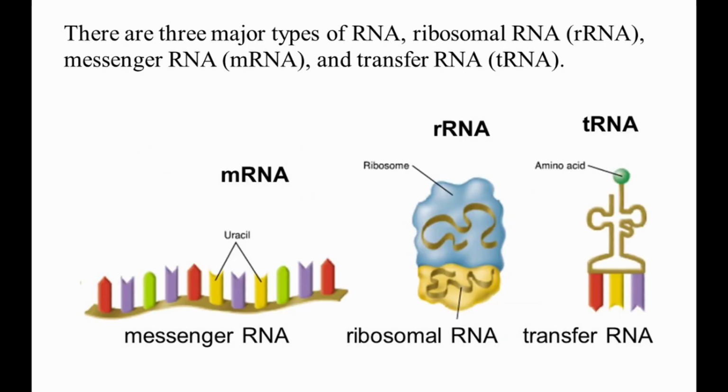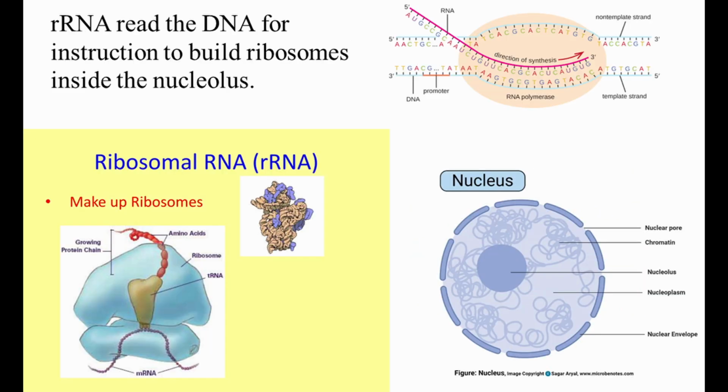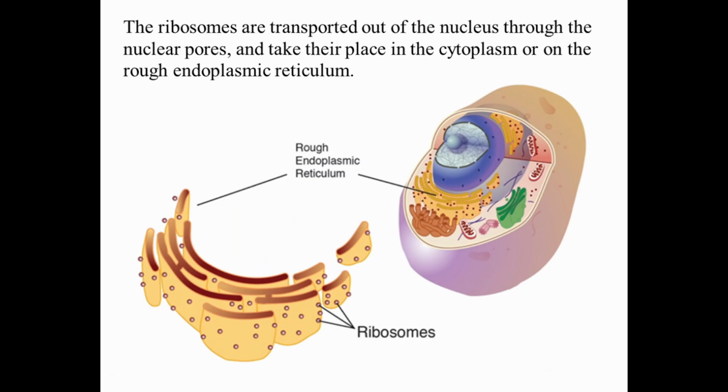There are three major types of RNA: ribosomal RNA, rRNA, messenger RNA, mRNA, and transfer RNA, tRNA. The structure of these RNA strands is similar. It is the functions that are different. rRNA reads the DNA for instructions to build ribosomes inside the nucleolus. The ribosomes are transported out of the nucleus through the nuclear pores and take their place in the cytoplasm or on the rough endoplasmic reticulum.